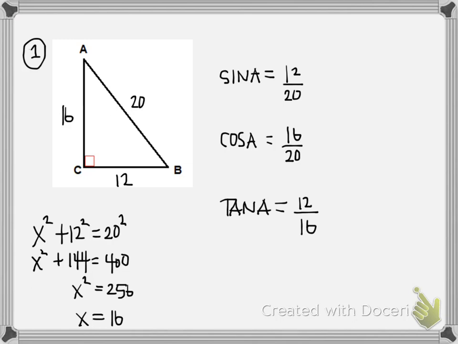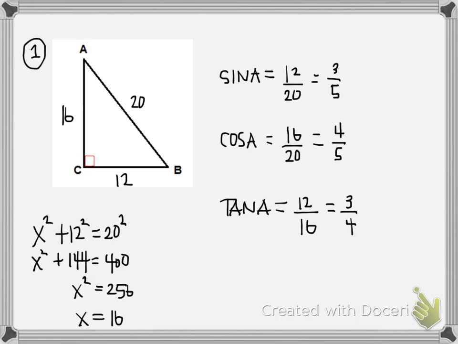We can reduce those. 12 and 20, 4 can go into both of those, so that reduces to 3/5. 16 over 20, 4 still can go into both of those, so it's going to be 4 over 5. 12 over 16, 4 goes into 12 3 times and 4 goes into 16 4 times. Okay?